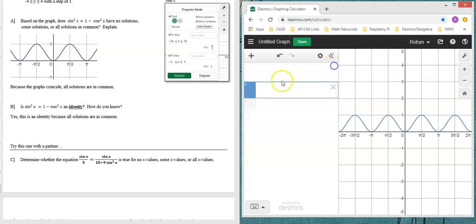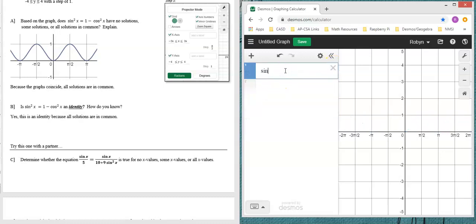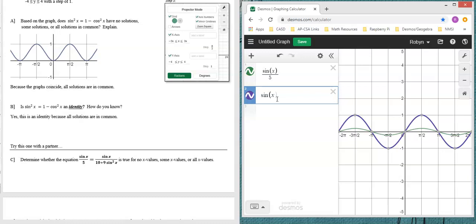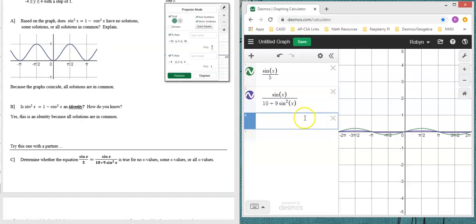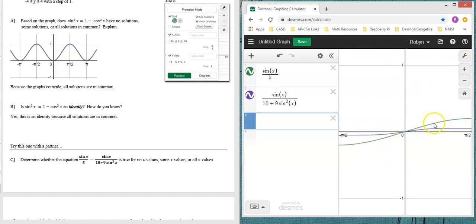So I'll go ahead and type these in then. The sine of x divided by 5 on the left. Then in line 2, we'll do the sine of x divided by 10 plus 9 sine squared of x. Okay, and we may need to zoom in here to see a little better that they are intersecting here at the origin, but they do not have all of their points in common, just some of them.